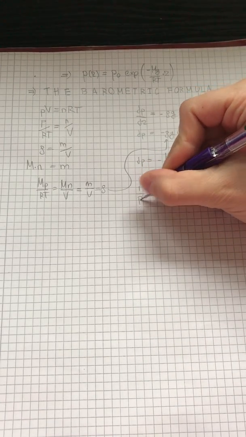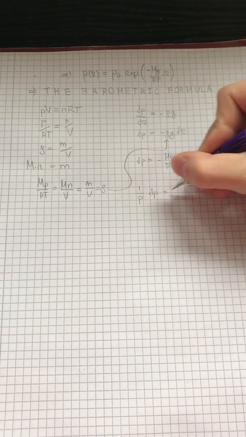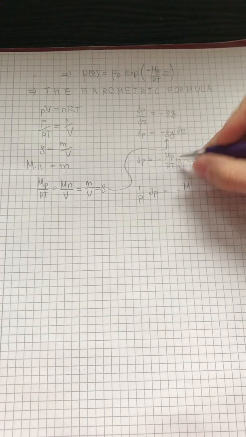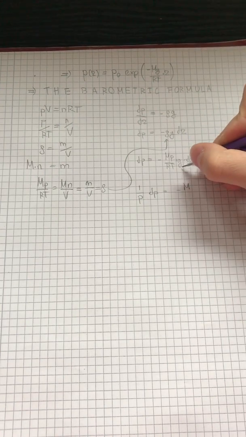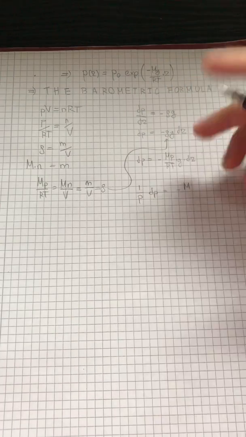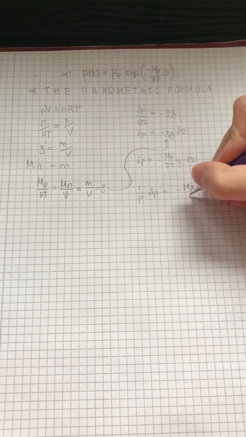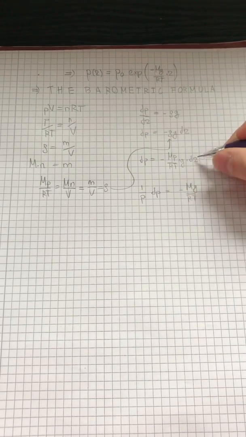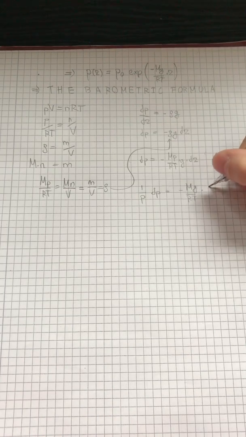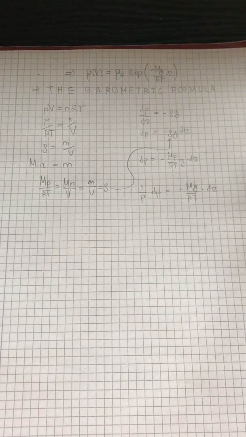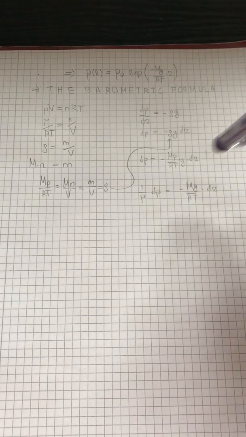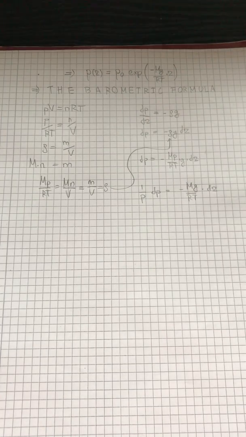as dP over P equals minus m. Then the P here is gone. We'll substitute the g. We're going to combine our constants here: Mg over RT, and that is, of course, all multiplied by dz. Now, the steps to separation of variables, of course, are to separate the variables and then integrate. We will now integrate both sides, because separation of variables does require you to integrate both sides.